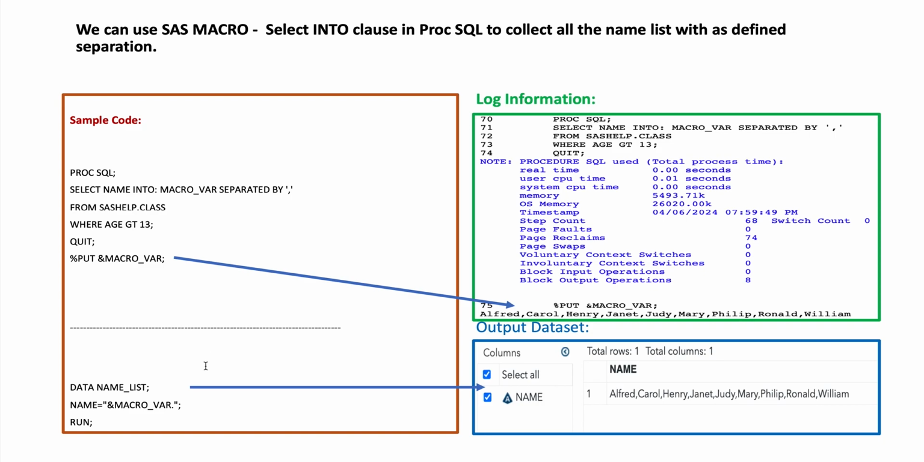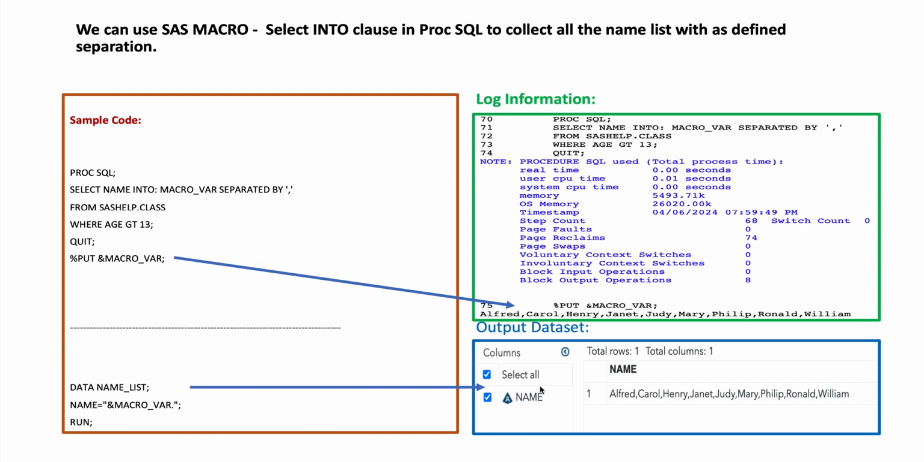Next, our task is to create a dataset. That's why we use a data step, data name underscore list. This is the dataset name, where the variable name is name, and its value we obtain from the macro variable. That's why we use here &macro_var and run. When we run the second set of code, then we will get the output dataset as shown on the right side, second table.